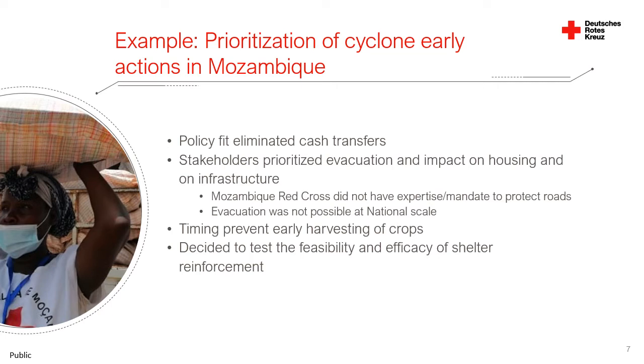Through stakeholder workshops and consultations with potential beneficiaries in Mozambique, it became clear that assisting with evacuation and reducing damage to housing, schools, and other infrastructure, such as roads and electrical lines, were top priorities. However, Mozambique Red Cross doesn't have the expertise or the mandate to protect roads or to work with electrical poles, so early actions in those areas were not explored. Providing assistance for evacuation, however, does align with Mozambique Red Cross's mandate.